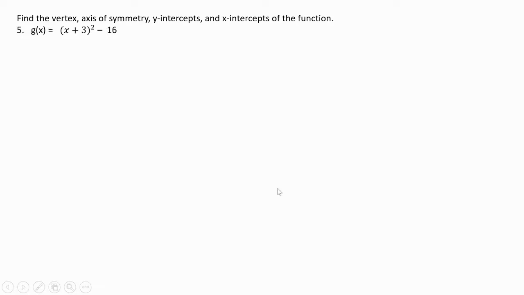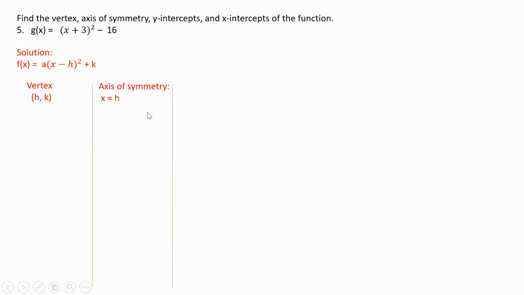Now let's find the vertex, axis of symmetry, y-intercept and x-intercepts for a function in another form of a quadratic function. This form is called vertex form. If it's in this form, the vertex will be (h, k). The axis of symmetry will be x equals h. For the y-intercept, you have to let x equal 0 and solve for y. And for the x-intercepts, you're going to let y equal 0 and solve for x.